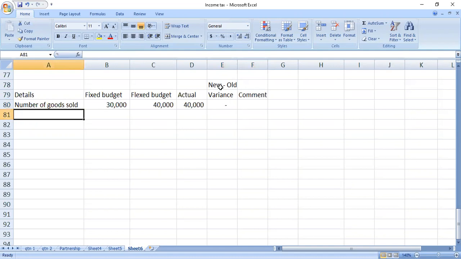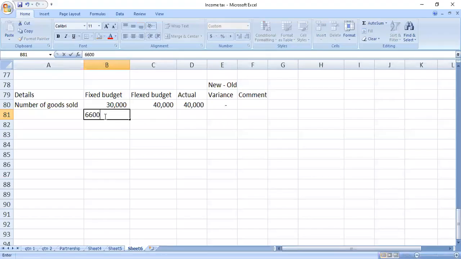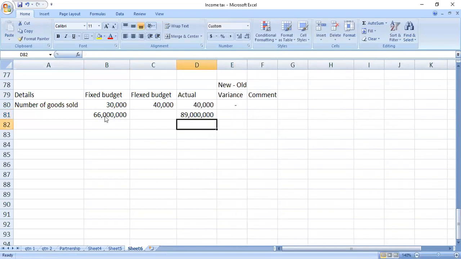Take the question. Sales. They said budgeted is fixed 66. Then actual is 89. Okay. So this is sales. These are shillings, money. So now I began dealing with money.